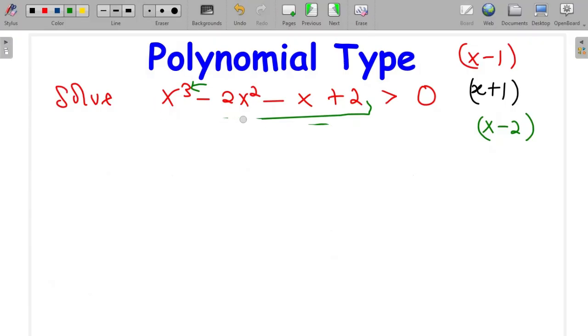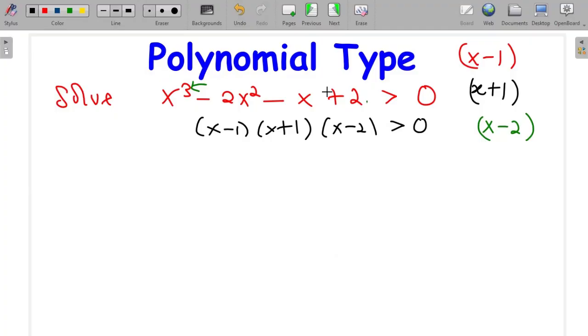So I can write that polynomial now in terms of its factors. Okay, so I'm just going to say this polynomial here is the same as x minus 1, x plus 1, and then x minus 2 is greater than 0. Once I have expressed this polynomial in factors, I just have now to find the critical values, and then I draw a sign graph.